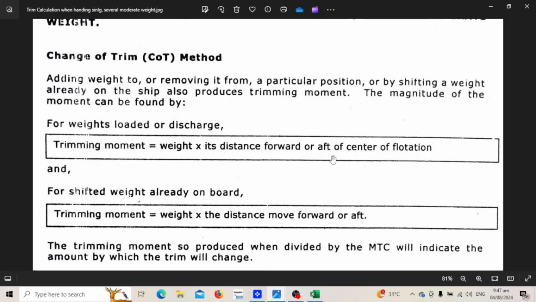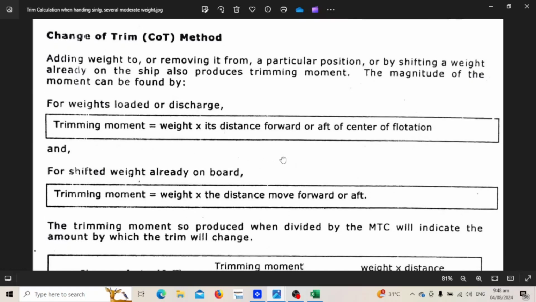So when you put, for example, in hold number 2, from the center of rotation to hold number 2, you will have a distance for the weight. So it's in the forward part of the center of rotation. Then you will have a trimming moment.